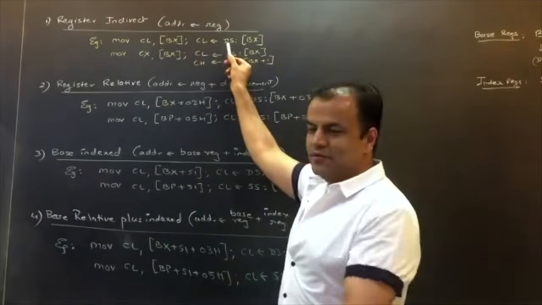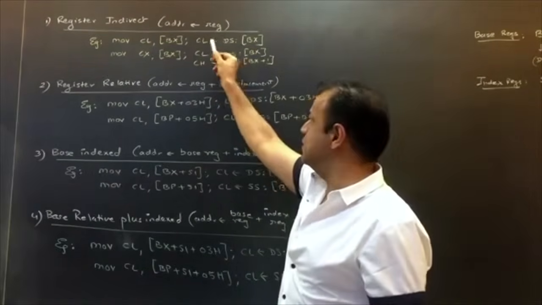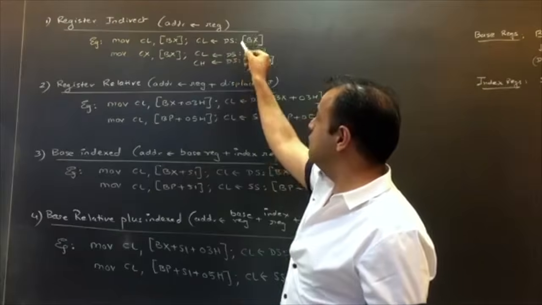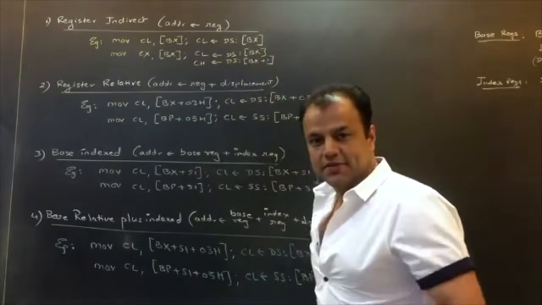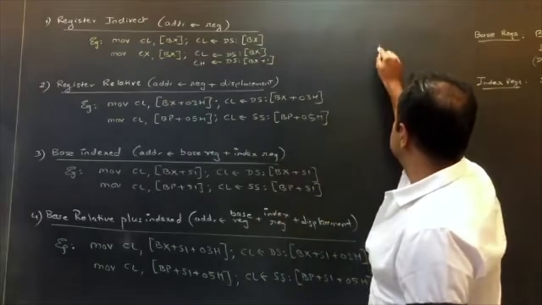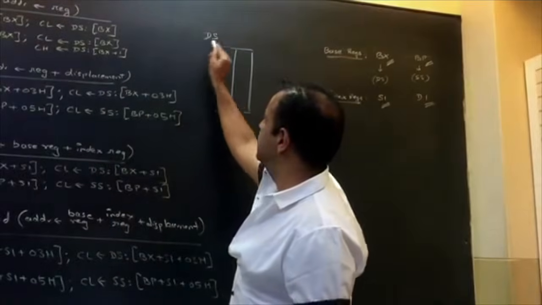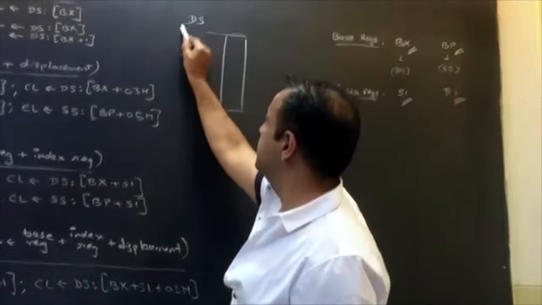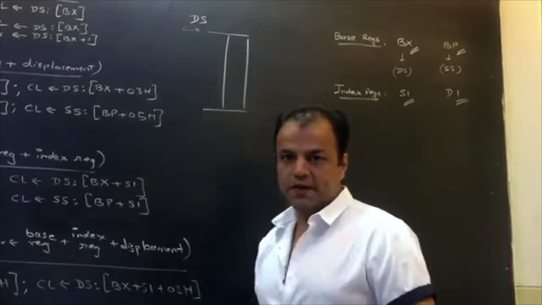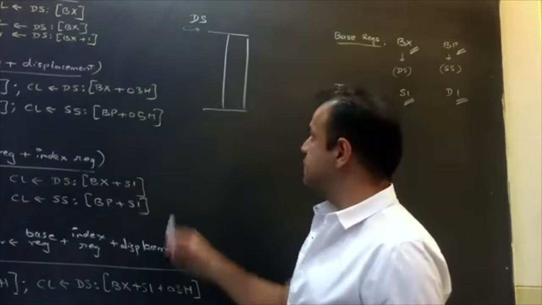CL. From which segment? All of these instructions by default operate on the data segment. So it's getting the data from the data segment, from an offset address given by BX. Let's take a picture. Suppose this is your data segment. The DS register gives the segment address, and tells where the segment begins. Please read up on segmentation before you go through all this.